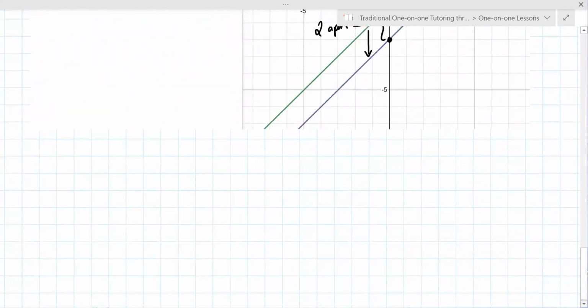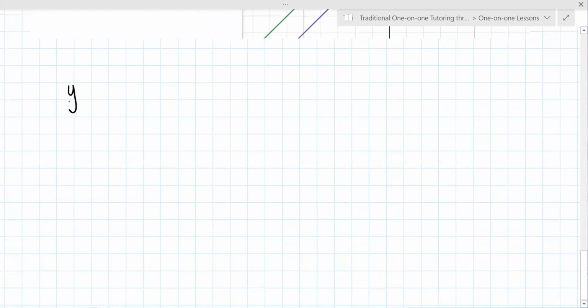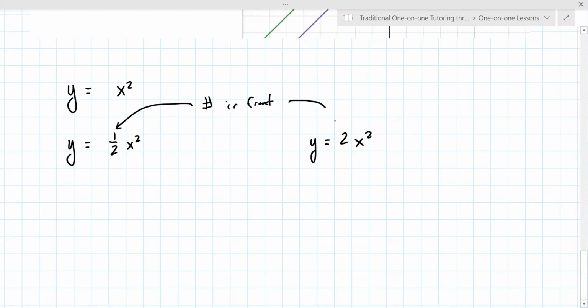Okay. So now let's look at something slightly different. Let's say I tell you that y equals x squared. Okay. And then the next ones we look at are y equals 1/2 x squared and y equals 2x squared. So now we're putting a number in front. Do you see that number and that number? So if the number is less than 1, like this, it widens the graph.